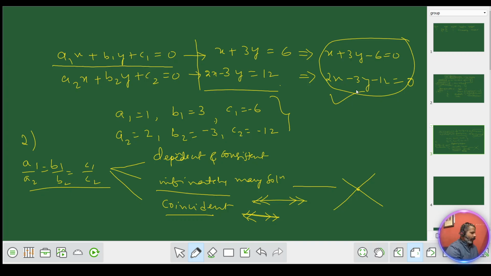Now let's see what the example for this is. Let's take another example here. 5x minus 8y plus 1 equal to 0. The other one is 15x minus 24y plus 3 equal to 0.